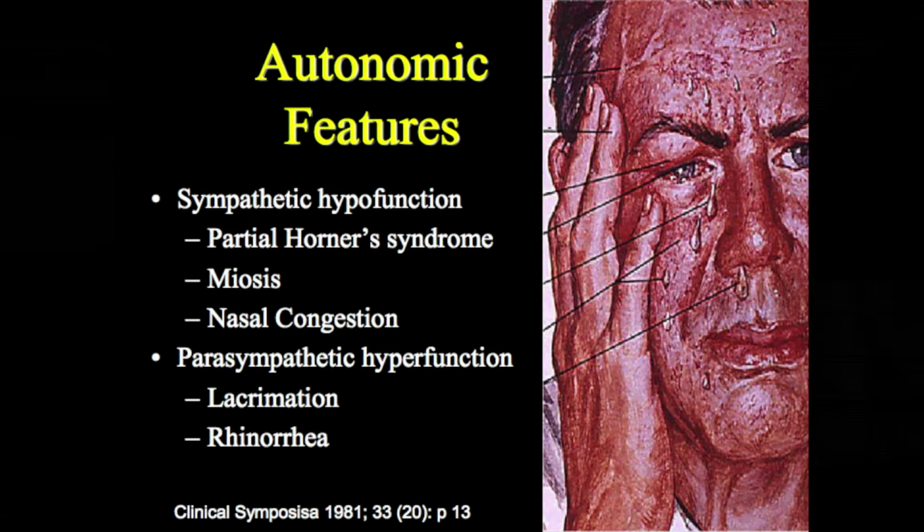This is a picture of a typical cluster patient from the Netter's Atlas, and you can see a variety of different features. You can see the ptosis and miosis on that side. You can see the periorbital edema. You can see the distension of the temporal artery on the right. You can see the sweating on one side, and you can also see the rhinorrhea coming out of the nose on the right side. And that's a pretty classic picture. So as we said before, there's signs of both sympathetic hypofunction, which include the partial Horner syndrome, miosis, and nasal congestion, and then there's a parasympathetic hyperfunction with lacrimation and rhinorrhea.